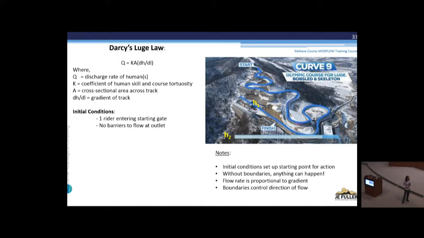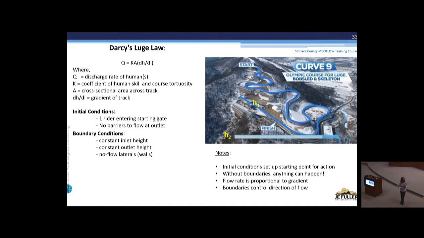But I could say, you know, there could be a different initial condition. There could be 40 people in here, and that might affect the way things behave. Boundary conditions. We have a constant inlet height and a constant outlet height. We're not going to move this track around during the race. If we were, we would need to change these boundary conditions.